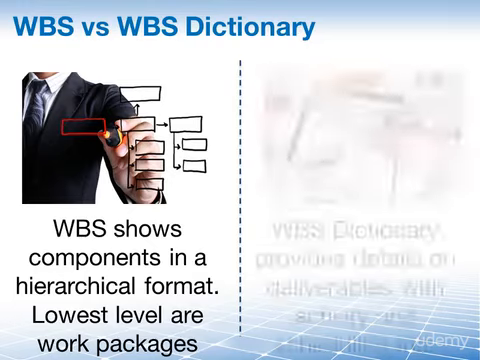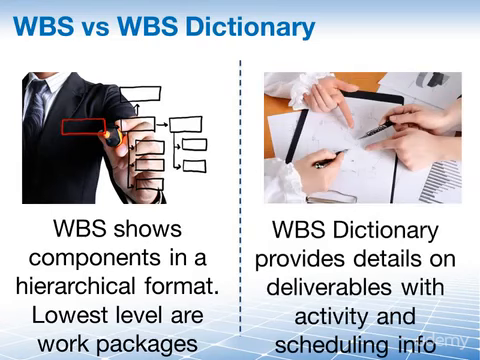The WBS dictionary, on the other hand, is a document that provides detailed deliverable, activity, and schedule information about each component in the work breakdown structure. It really describes what it is that needs to be done. It is a detailed project scope definition and description, and is used to verify that the deliverables that are being produced and accepted are part of the approved scope. And that concludes our review of the subsidiary plans and the subsidiary documents of the project management plan.